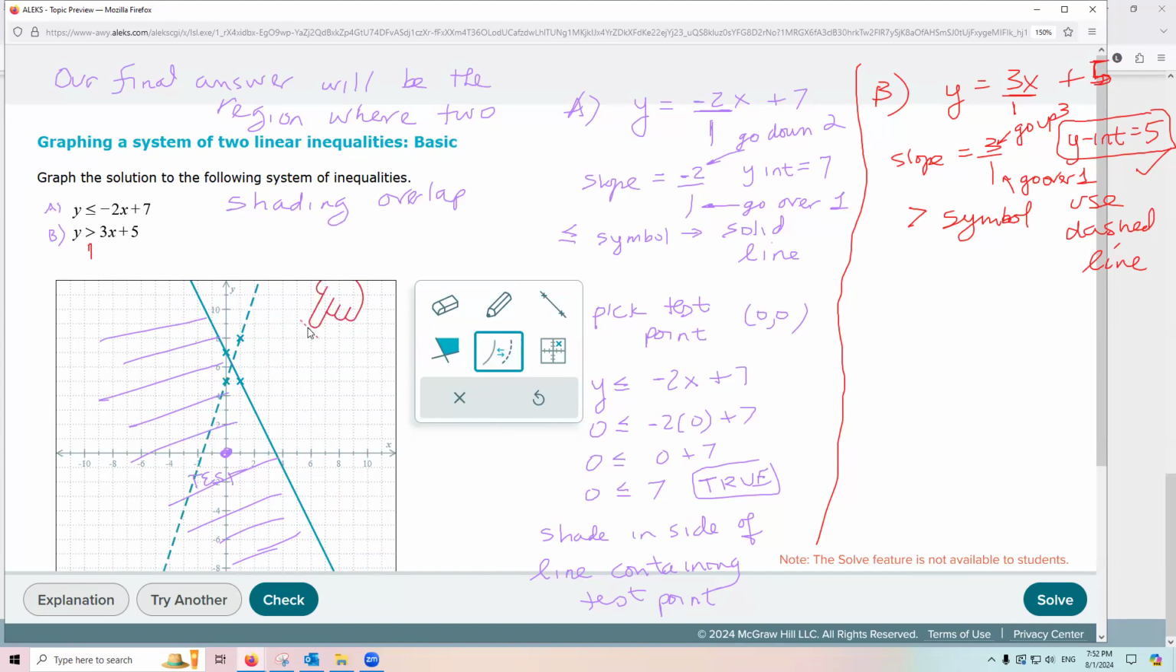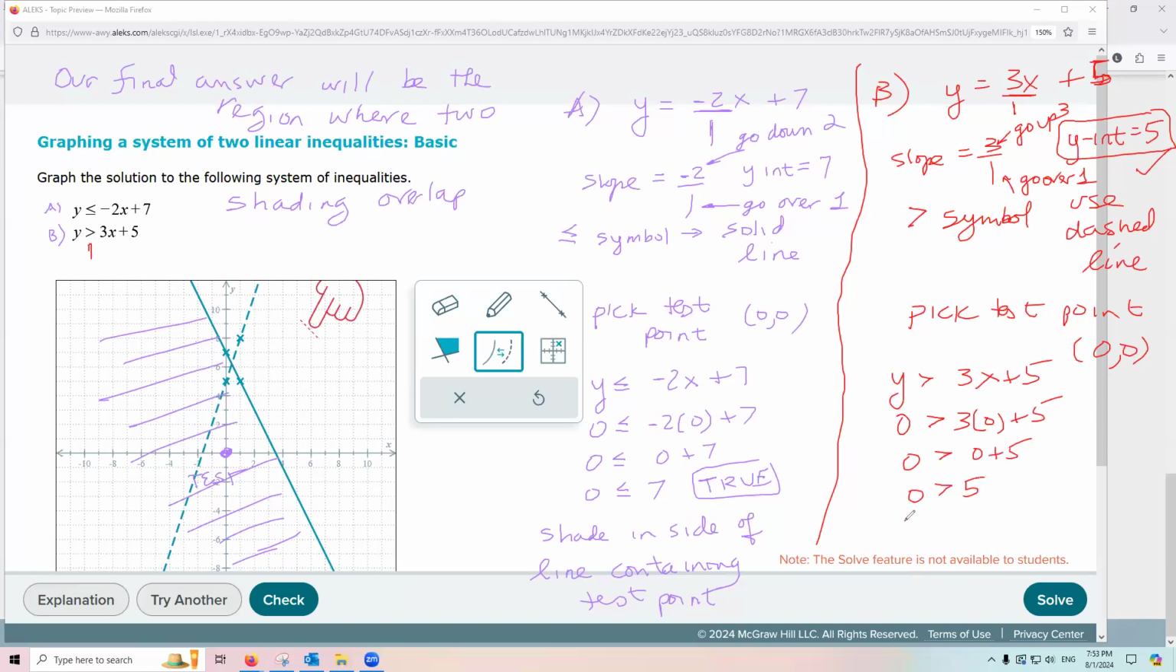All right, but we have to know what side should we be shading in, left side or right side. Well, maybe I should say top and bottom of the dash line. So let's do it. Let's pick a test point. I'm going to use the same test point 0, 0 because it makes things a lot easier to calculate. Here's the starting inequality, y greater than 3x plus 5. I'm going to plug in y as 0, x is 0. So that means 0 is greater than 0 plus 5. 0 is greater than 5. That's false.